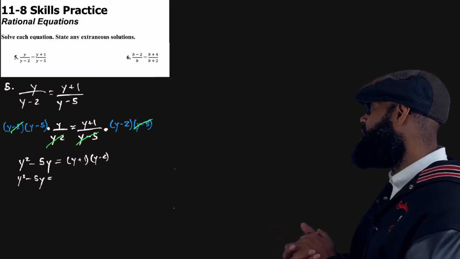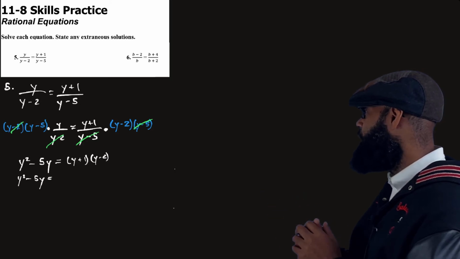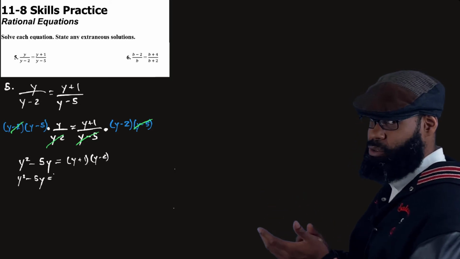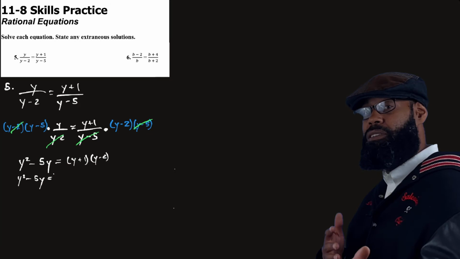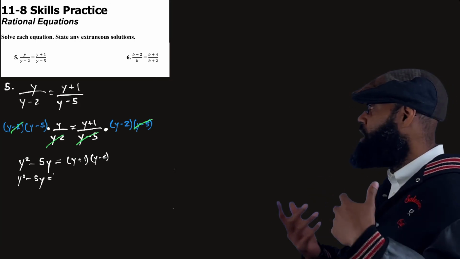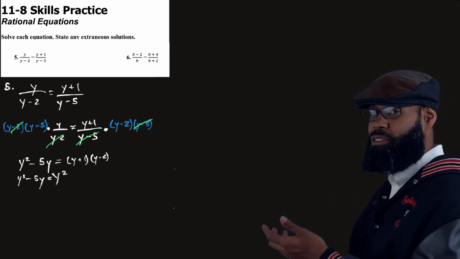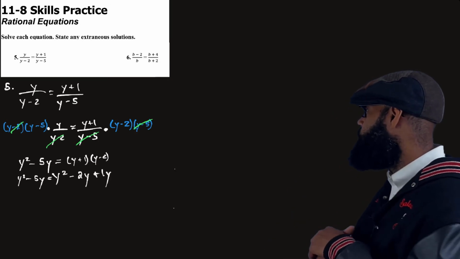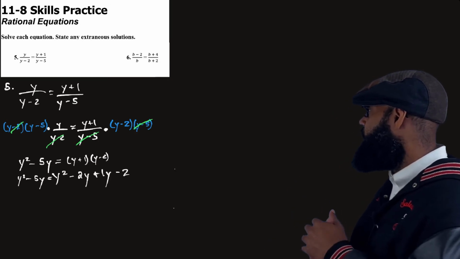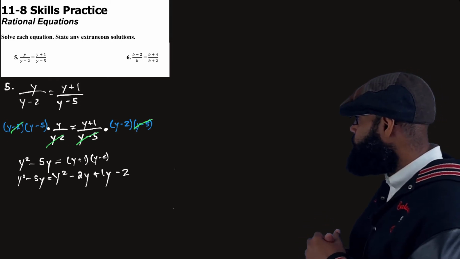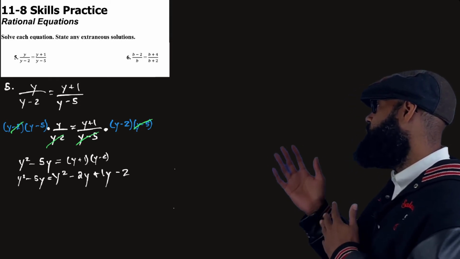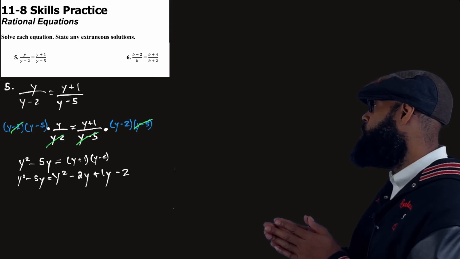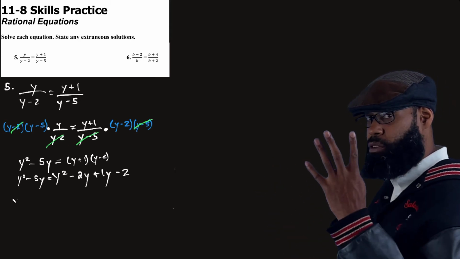Y squared minus 5y is equal to y times y, y squared. So going back to the box or foil. This is, again, like I said earlier, guys, we're solving rational equations. You're pulling all types of skills out your back pocket. Y times y squared. Y times negative 2, negative 2y. 1 times y is 1y, and y times negative 2 is negative 2. So out of those 2 terms times the other 2 terms, I got those 4 terms.